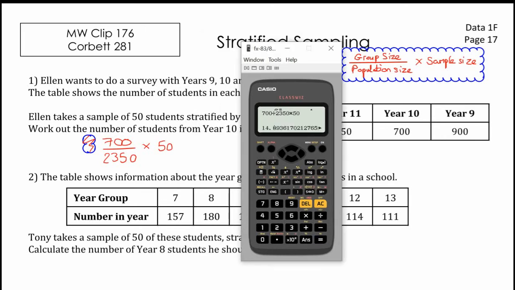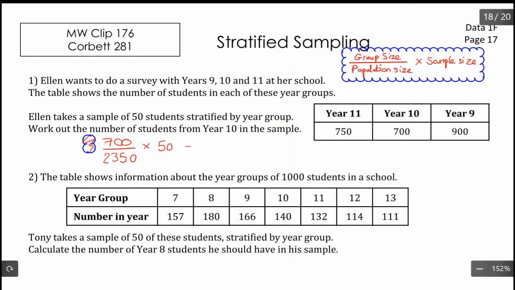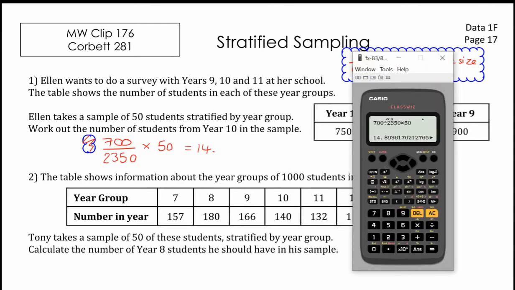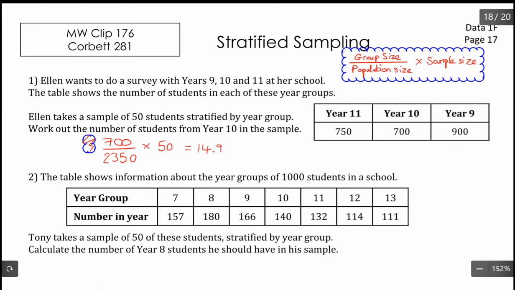And that doesn't give us a whole amount of students. It gives us 14.9 if we round that, but we obviously need a whole number of students, so we're going to round that to 15 students.